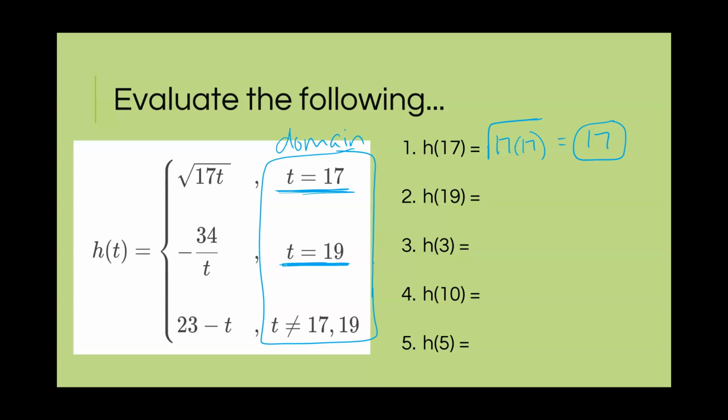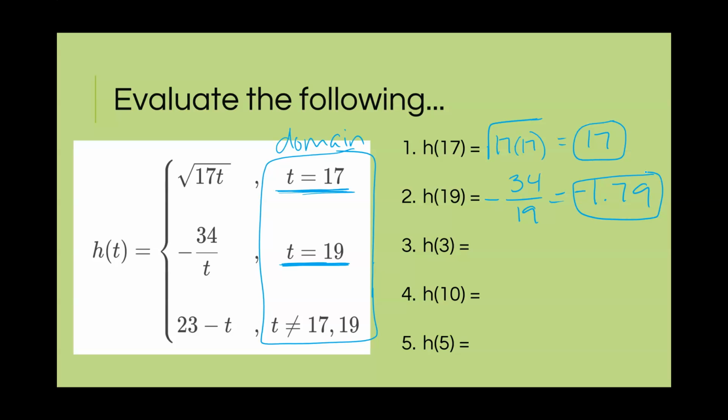All right, 2 is saying when t is 19. Well, t can only equal 19 in this second equation down here. So we're going to plug it in there. We're going to say negative 34 divided by 19. And 34 divided by 19 is going to give me a nasty little number. So you have to pay attention to what it tells you to round to. We're going to do 2 decimal places, and we're going to say it's negative 1.79. Okay?